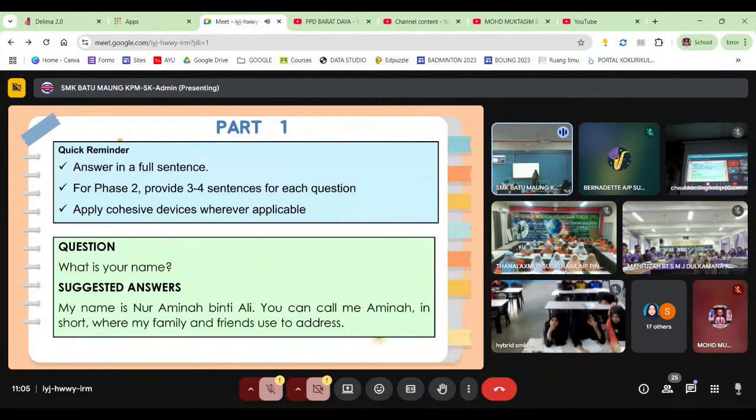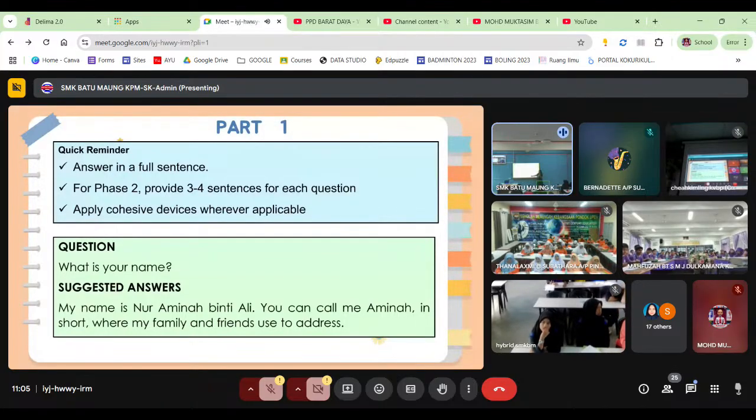Okay, example here. Everyone needs to answer this question, right? What is your name? So a suggested answer would be, my name is Nur Amina binti Ali. You can call me Amina. In short, where my family and friends used to address. Okay, you look at the structure, combination of a few structures, right?